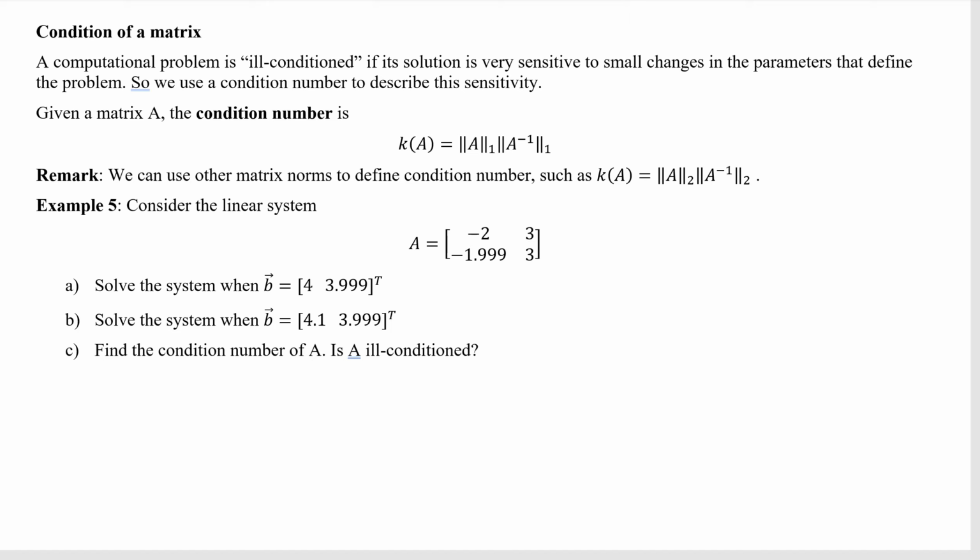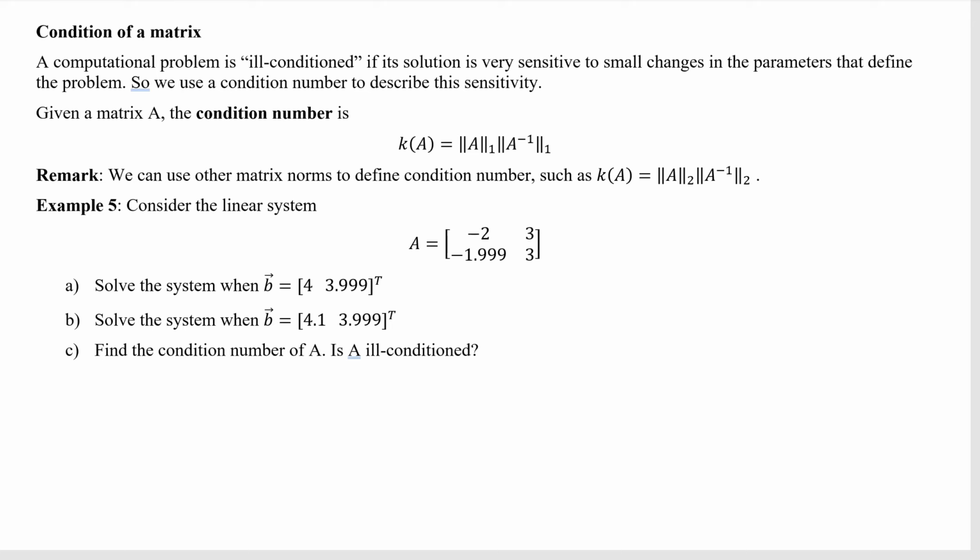A computational problem is ill-conditioned if its solution is very sensitive to small changes in the parameters that define the problem. So we can use a condition number to describe this sensitivity. Given a matrix A, the condition number K of A is the L1 norm of A times the L1 norm of the inverse of A.